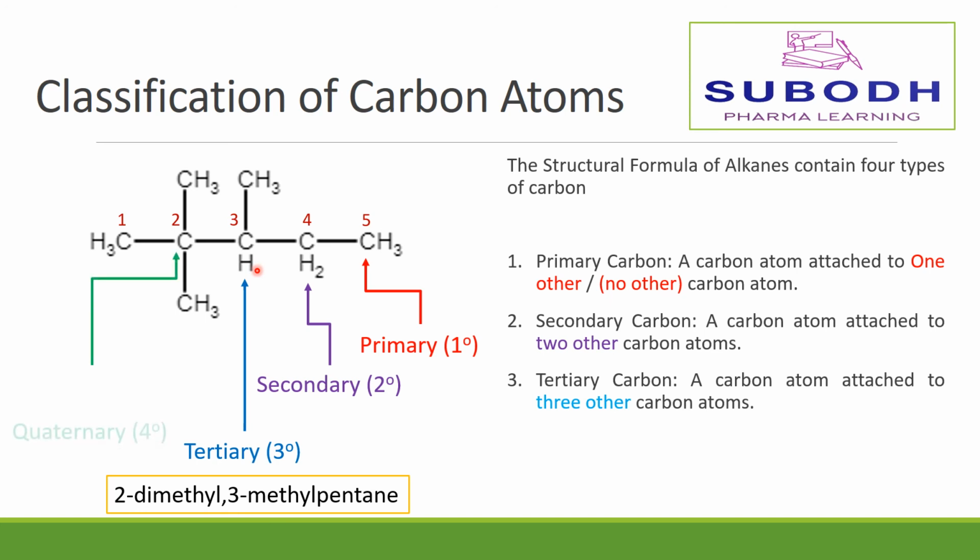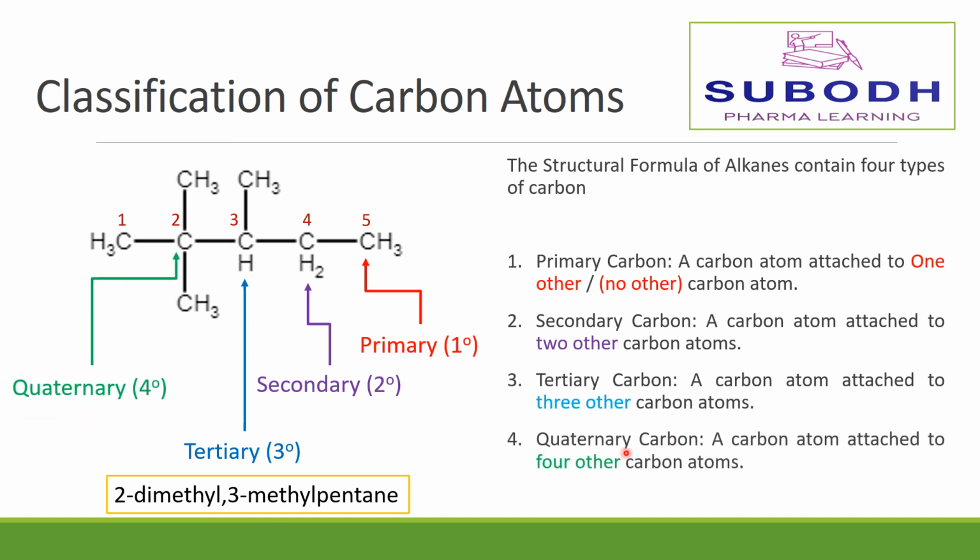The quaternary carbon atom is attached to four other carbon atoms. See here in the structure, the carbon atom at position 2 is attached to the first and third position carbon atoms, and two methyl groups are attached to it. From this example, you can recognize the primary, secondary, tertiary, and quaternary carbon.